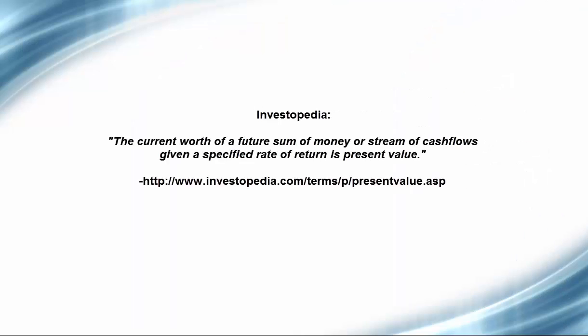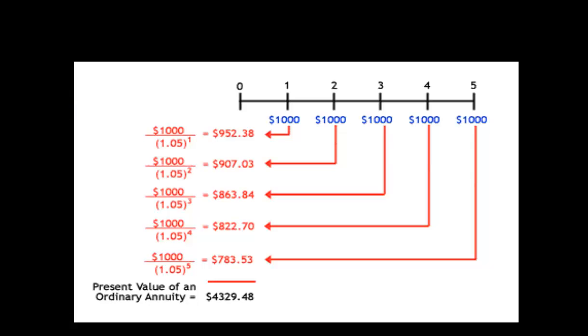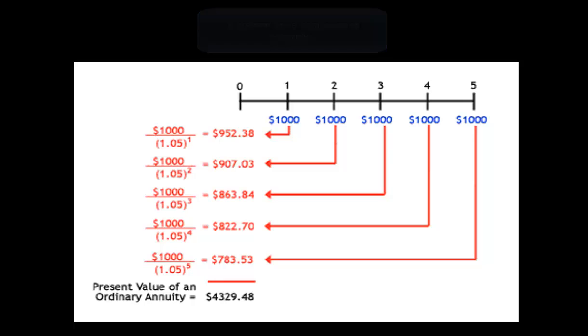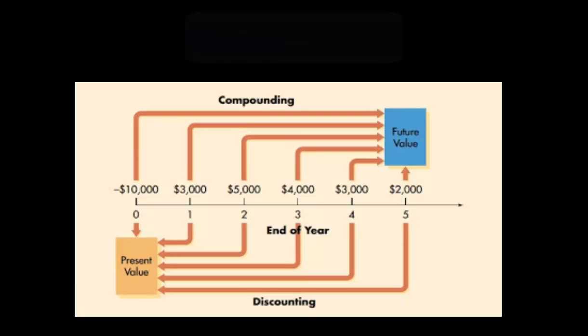So let's take a look at what the actual definition of present value given by Investopedia is. Investopedia states that the current worth of a future sum of money or stream of cash flows given a specified rate of return is present value. So to understand present value in its most pure and simplest form, if you had a choice of being paid $1,000 today or $1,000 a year from now, you choose to receive the money today because you could invest it and receive an additional return over the year.